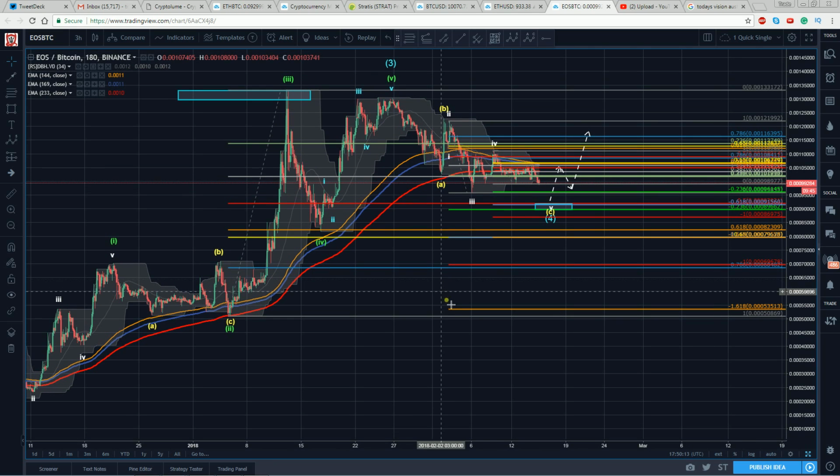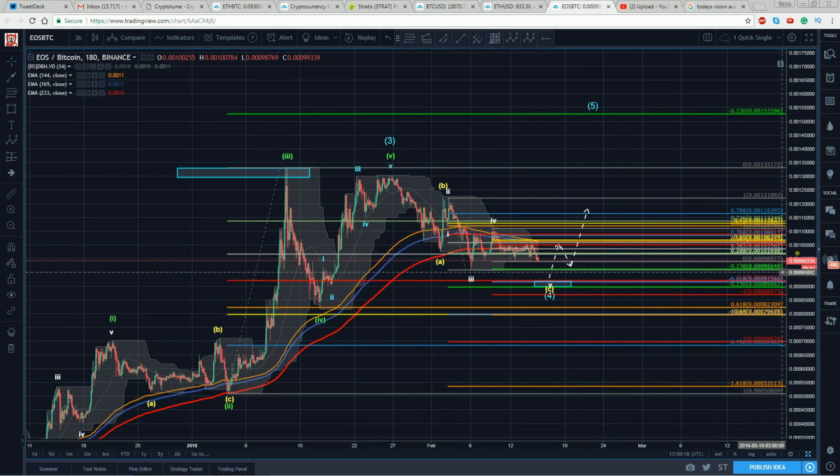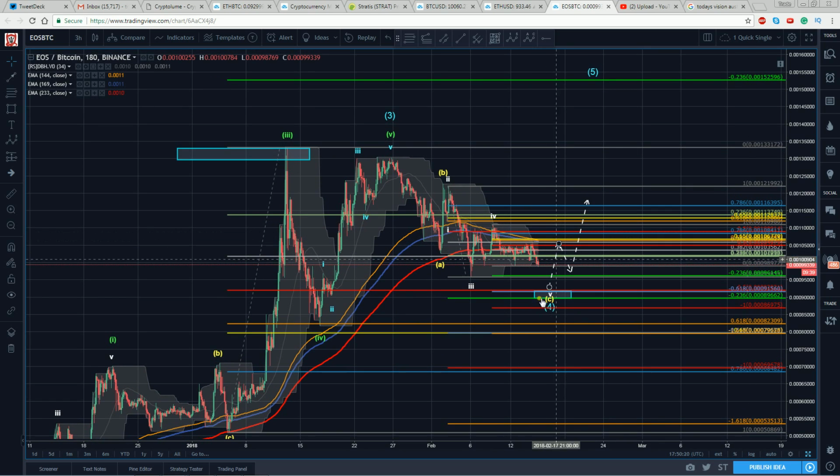See, when you put it in perspective, then it doesn't look like, if you get zoomed in, you're down on a 15-minute, you lose perspective. I always want to encourage you to pull back out and go, wait a minute, where are we in the larger degree? What could be happening here? This could be the 4.